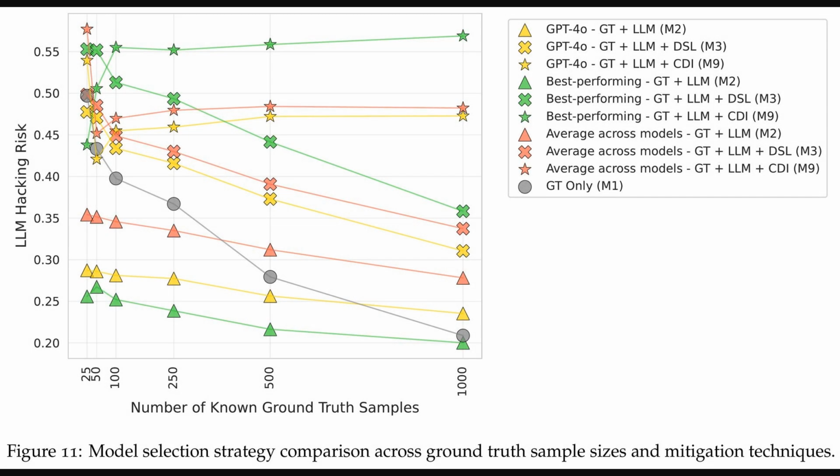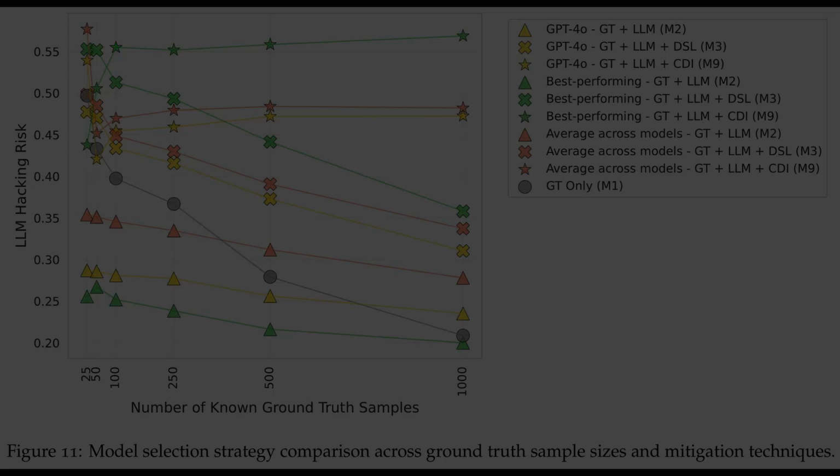So the previous table compared risk by model. Figure 11 shows how LLM hacking risk changes with more human ground truth samples and with different mitigation strategies. The gray circles drop steadily, which means using only human annotations cuts risk the most, reaching about 20% at 1,000 samples. The yellow and green lines improve with more ground truth, yet they stay above the gray curve because estimator corrections trade lower type 1 errors for higher type 2 risk. The red averages remain highest, so relying on unselected models is least safe.